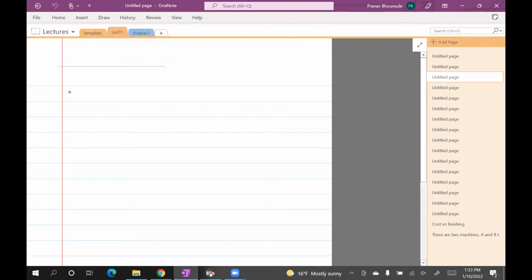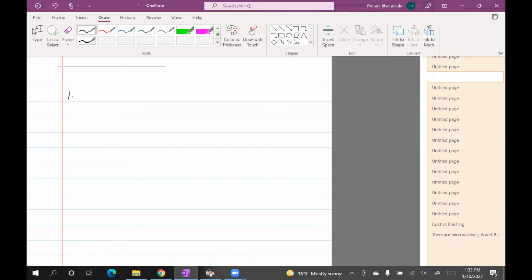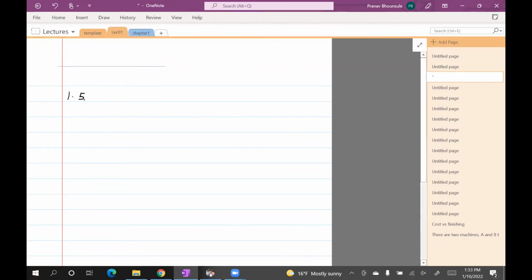Feel free to read the book on those sections. So I'm going to start with 1.5, which is the design engineer's ethics.